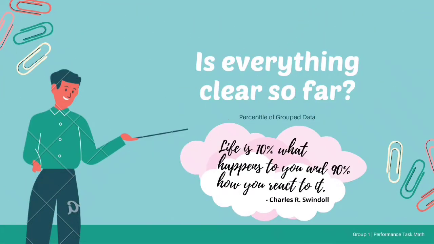We will end this video with a quote. Life is 10% what happens to you and 90% how you react to it, by Charles R. Swindoll. Knowing how to divide those percentages and finding out where to put them is the key to figuring out how to make our daily lives better.